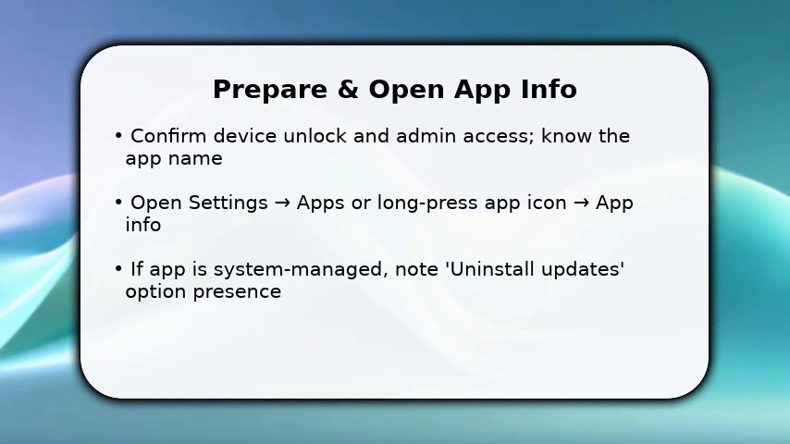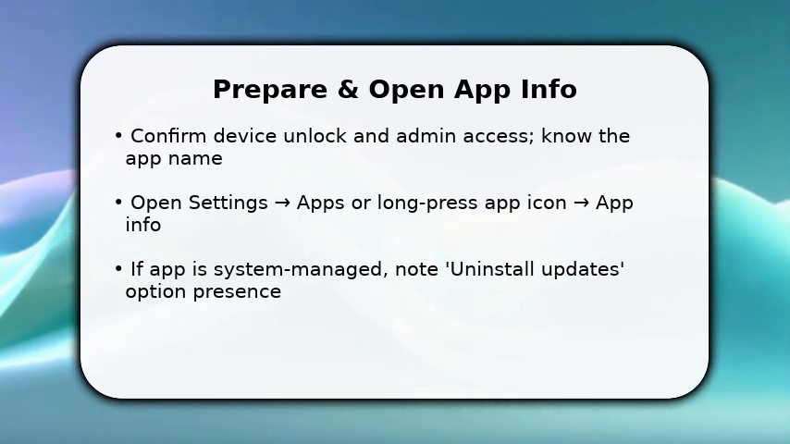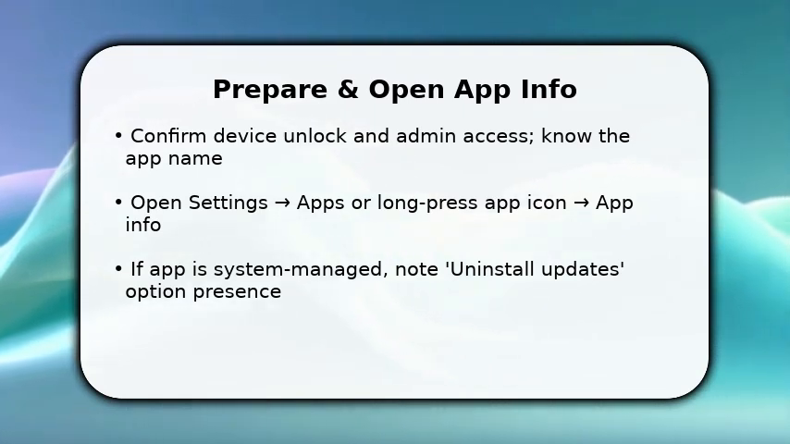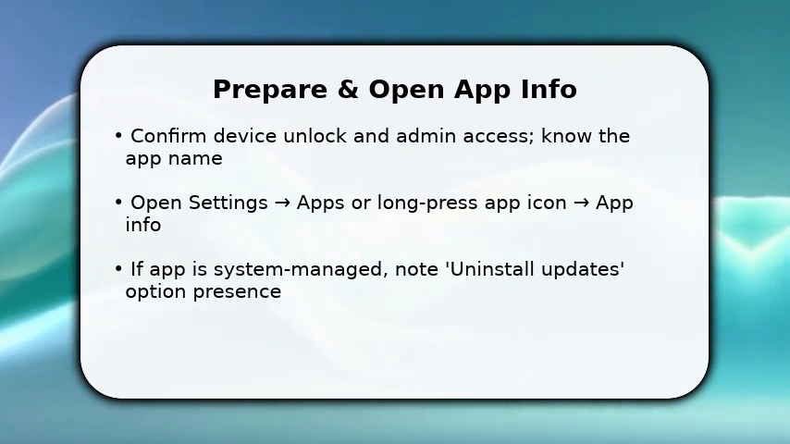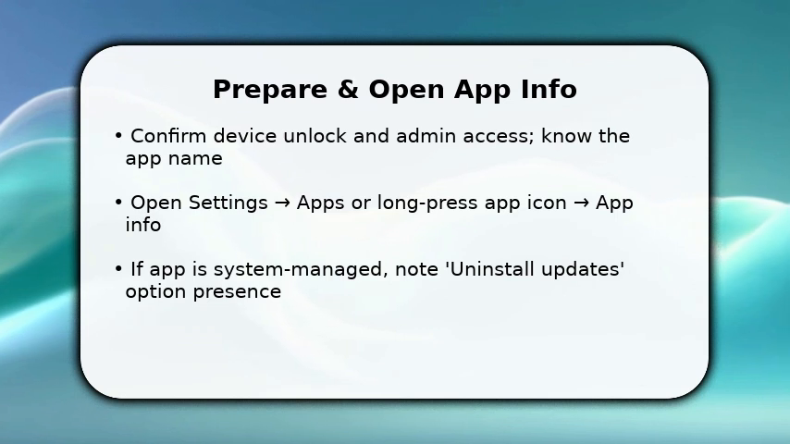You start by going straight to App Info so you can revert updates. This saves time versus reinstalling. From the home screen or app drawer, long press the app icon and tap App Info, or open Settings, then Apps, and find the app.